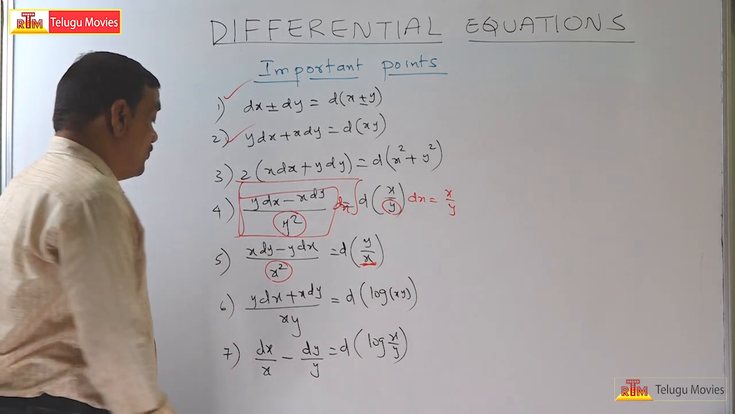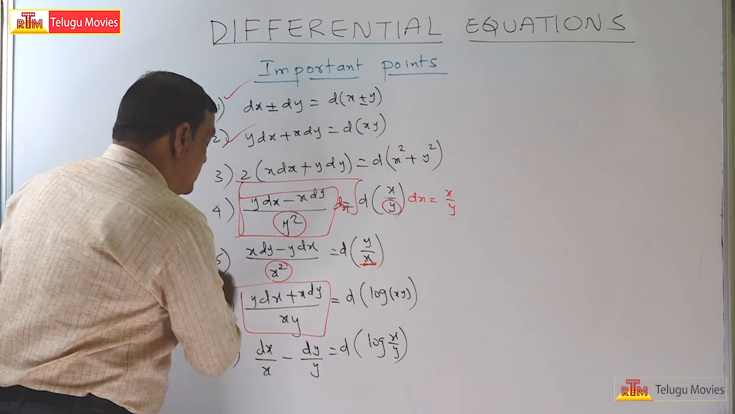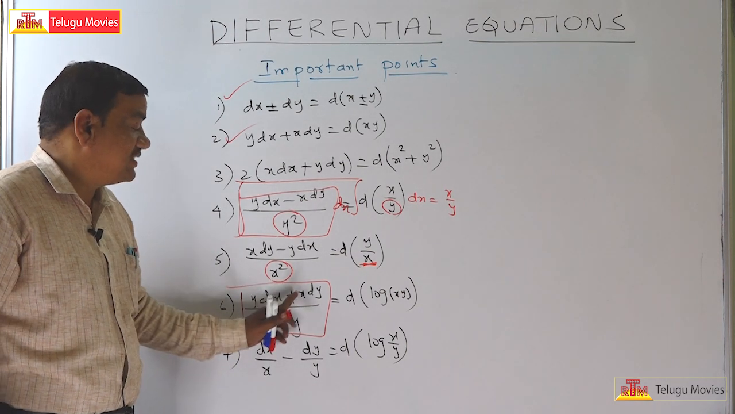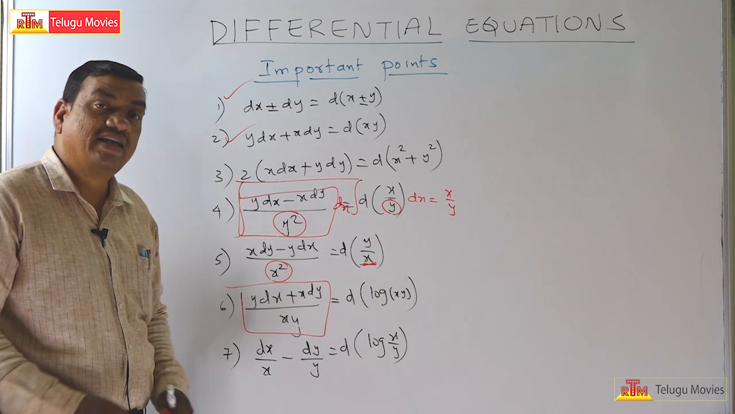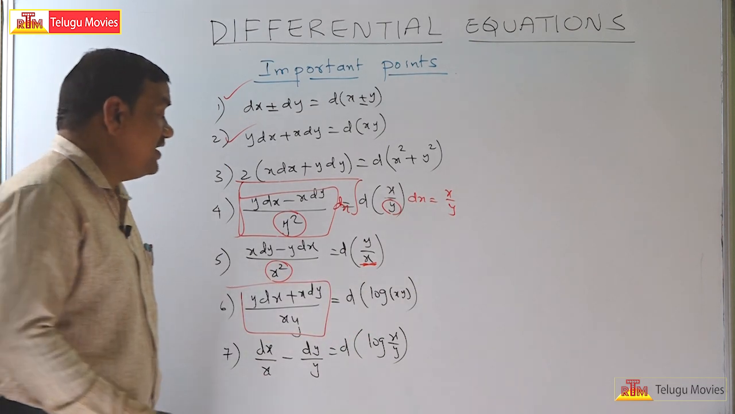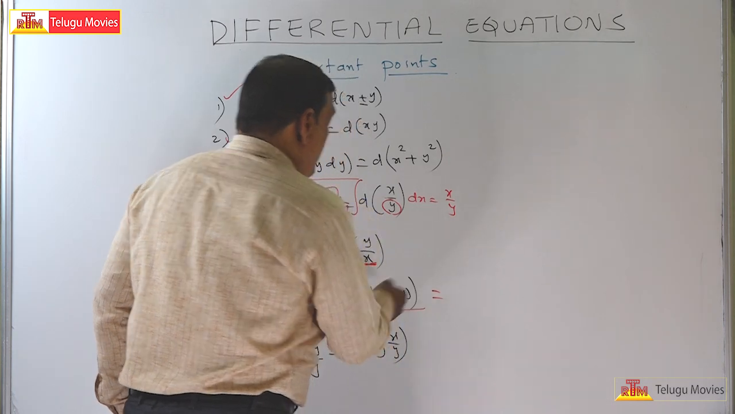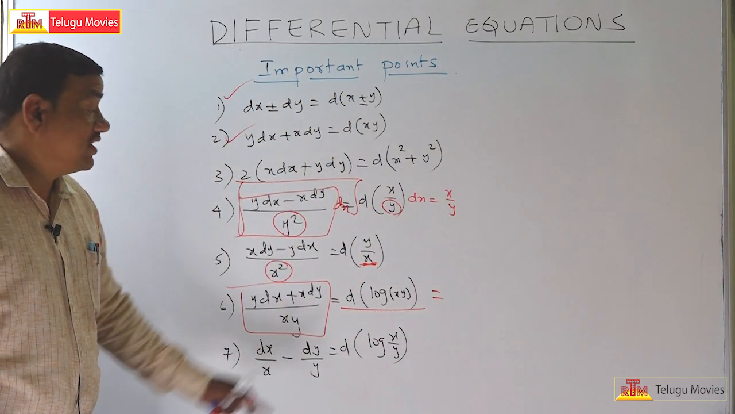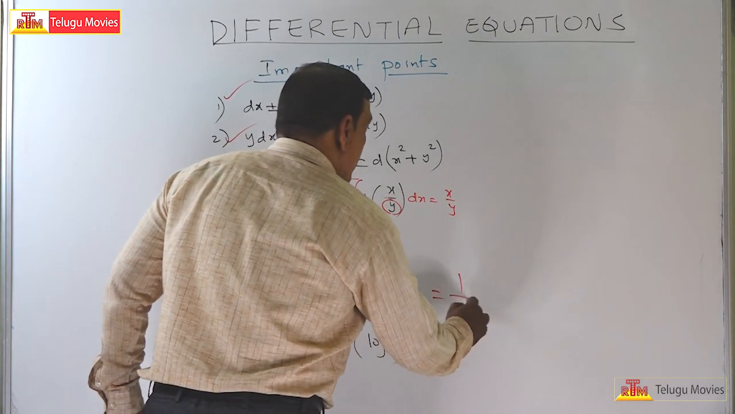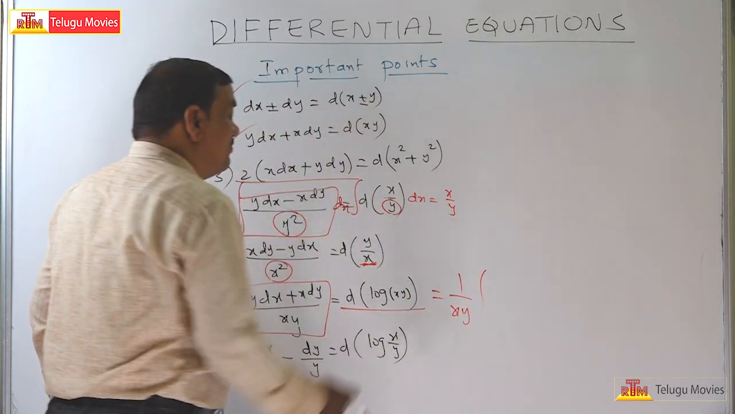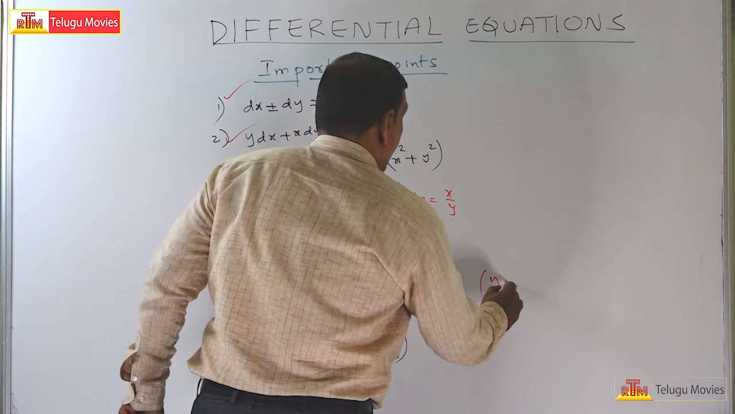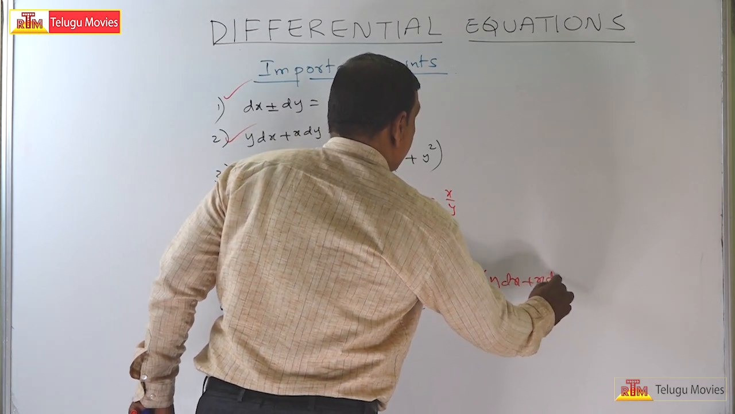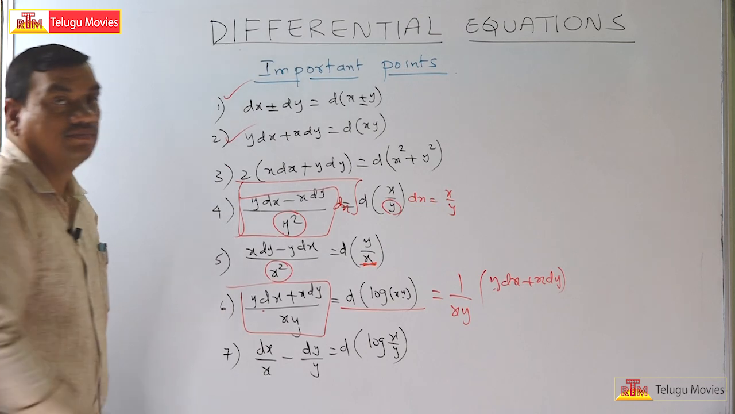Now, very, very important, one more format is this. If it is y dx plus x dy by xy, then it is the derivative of log of xy. Then how to remember, sir? Very easy. Find out this derivative. Derivative of log of xy. What is that? Log x derivative is 1 by xy. Again the derivative of xy, the derivative of xy is equal to y dx plus x dy. Same thing. Both are same.